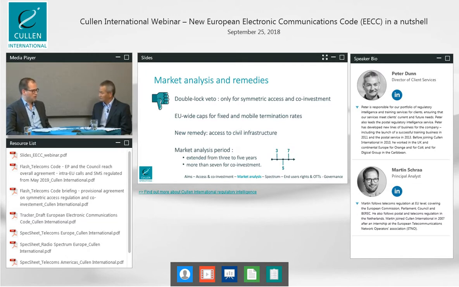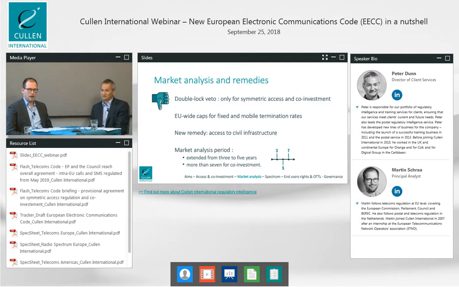How long will the market analysis cycle be under the EECC? Yeah, this is something that the Commission has achieved, and I think quite a lot of SMP operators will be happy about, hopefully, is that it's moved from a 3-year period to a 5-year review period. So there'll be a bit more stability, hopefully, in the regulatory process. Right. Thank you.